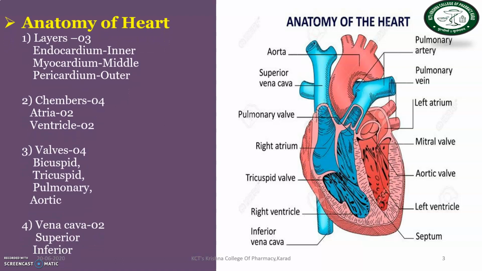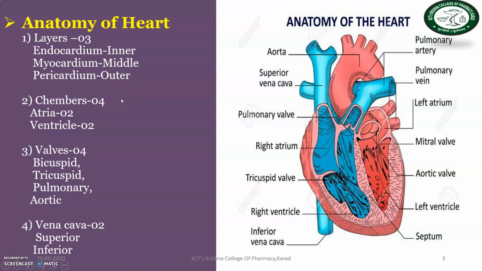The first point is the anatomy of the heart. If we see on the left side, it contains first the layer, second the chambers, number three the walls, and number four the vena cava. If we see the diagram of the anatomy of the heart and compare it with this text, first, the layer of the heart is divided into three different parts.